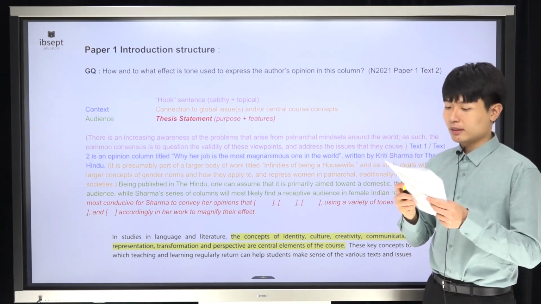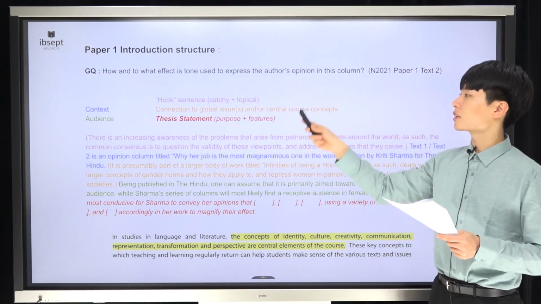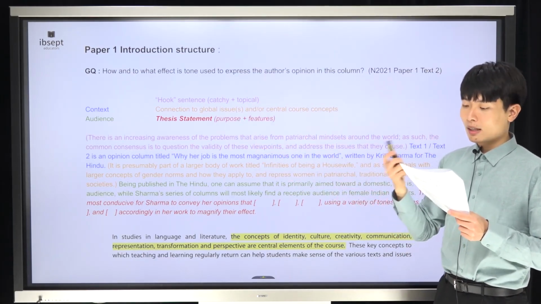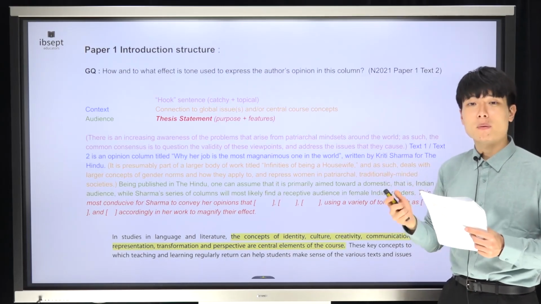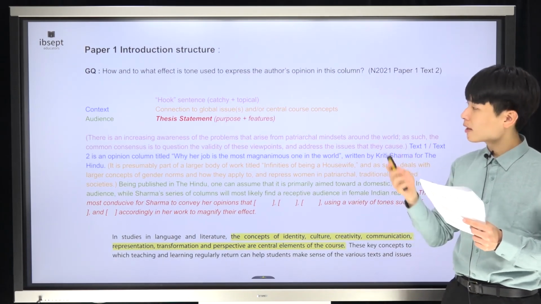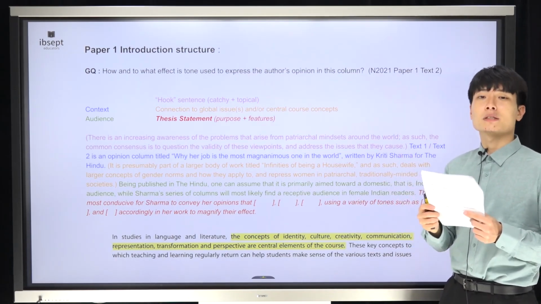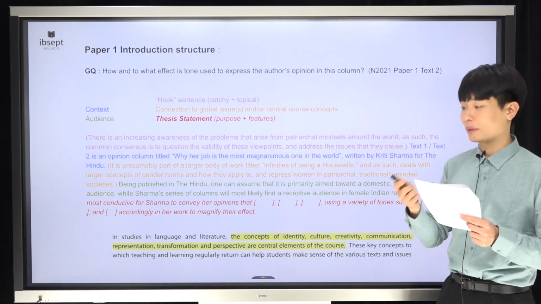The thesis statement of your paper 1 combines the purpose and the features of a paper 1 text. So normally, in a thesis statement, you'll be listing 3 points that sum up each body paragraph. Thus, you can only write a strong thesis statement once you know what your body paragraphs will be about.